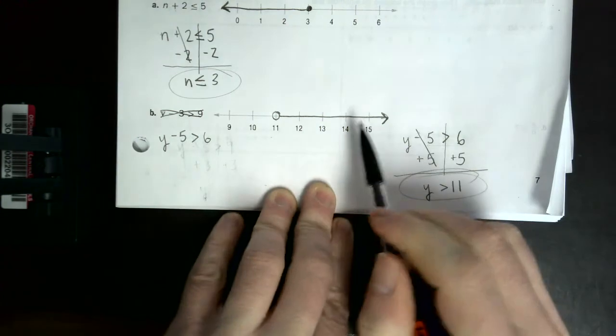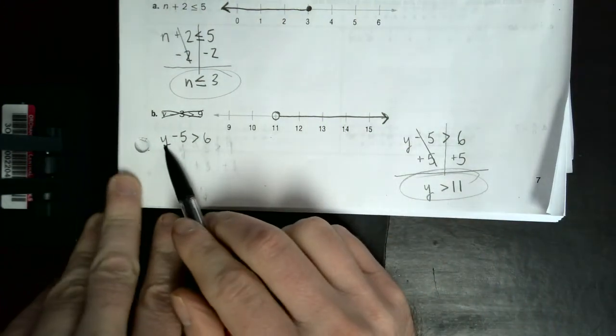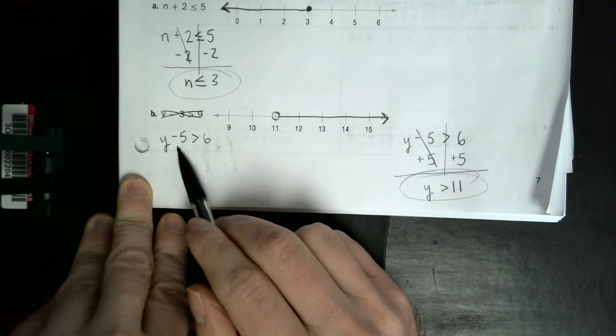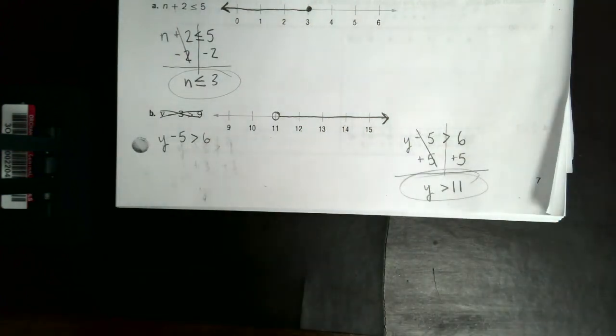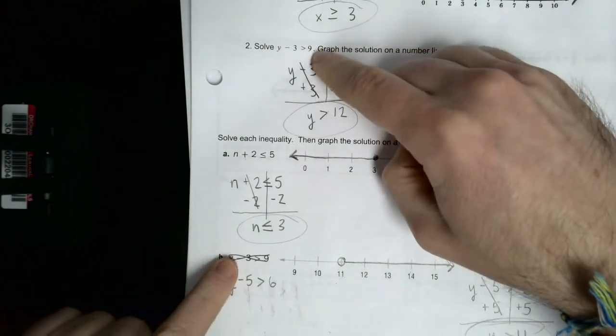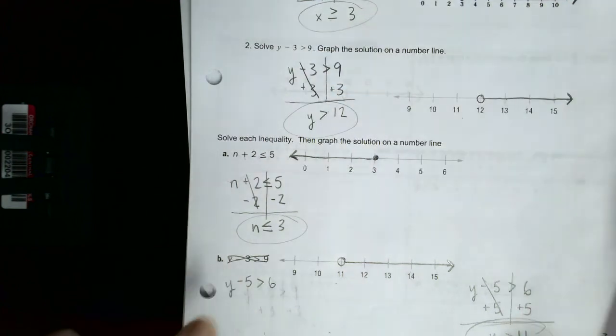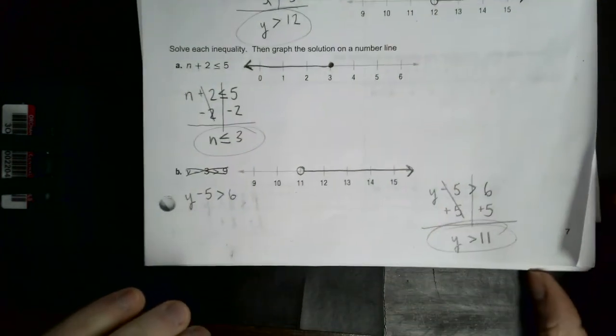I'm just going to check one of these numbers real quick. Let's check 14. Let's see if 14 works. 14 minus 5 is 9. 9 is greater than 6. Yeah, that checks out. So again, I apologize, see if you see here, those two are the exact same thing. So that's why I changed it.